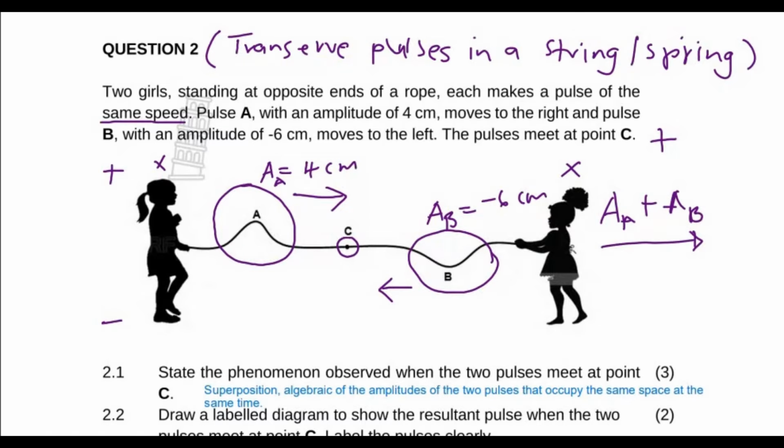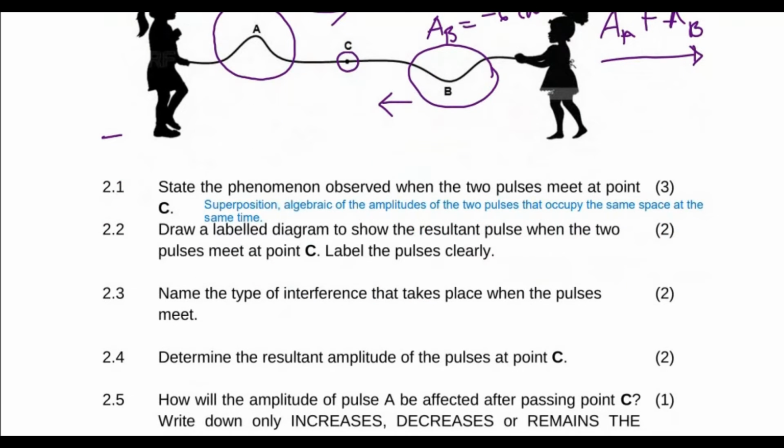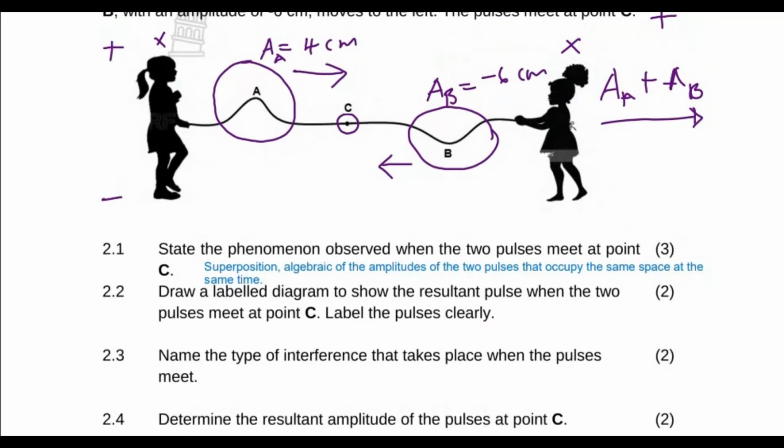That is essentially what they mean by the algebraic sum of the amplitudes of the pulses that occupy the same position at the same time. That is what is referred to as superposition. So you get your 3 marks: a mark for saying superposition, and 2 marks for saying it is the sum of the amplitudes of the two pulses.